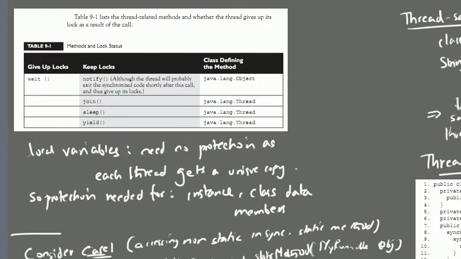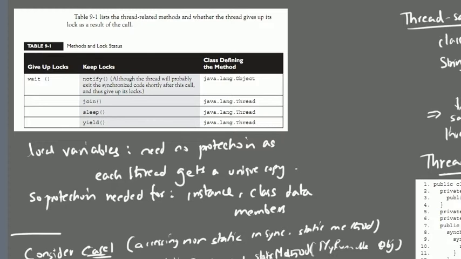Right, so let's take a look at the methods which give up locks when threads execute them. Well, the only method that does it is wait. When a thread executes this method, it actually gives up the lock. And these are the methods. When a thread executes these methods, they actually keep the locks.